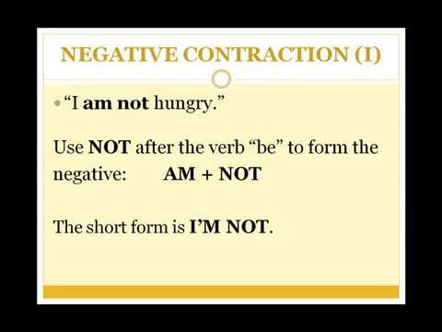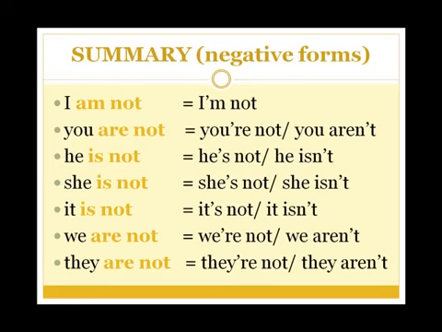I'm not hungry. The negative contraction with I. Example, I am not hungry. Remember, use not after the verb be to form the negative, as in am not. The short form is I'm not. Let's review the negative forms.